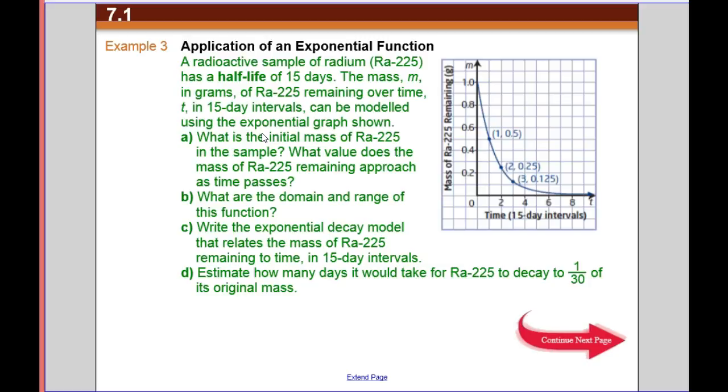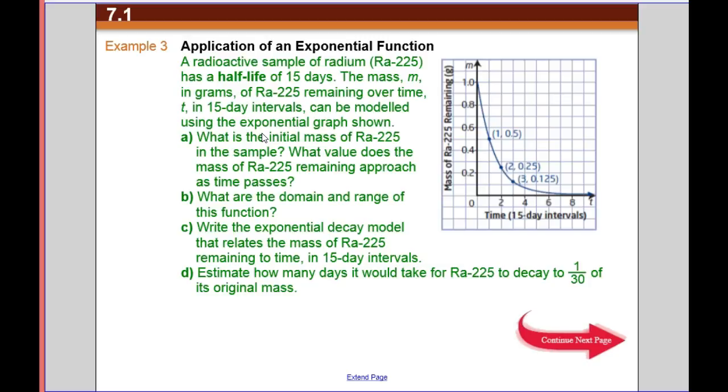We use the term half-life, which is the length of time for an unstable element to spontaneously decay to 1/2 its original mass. So this question says we have a radioactive sample of radium Ra-225 that has a half-life of 15 days.